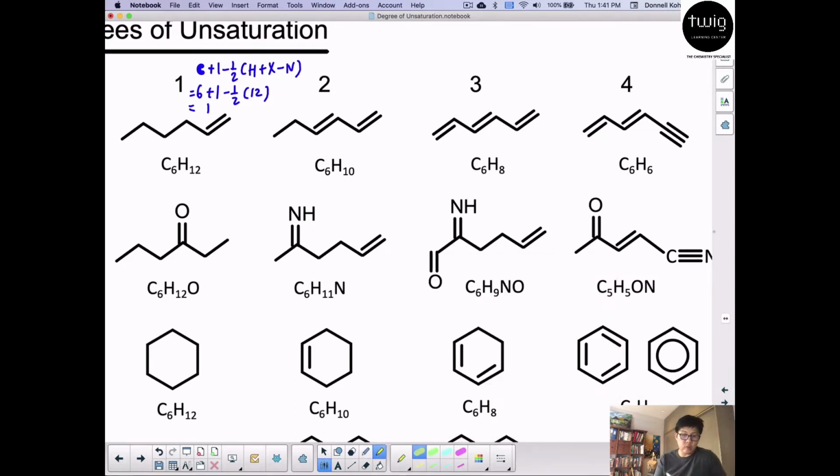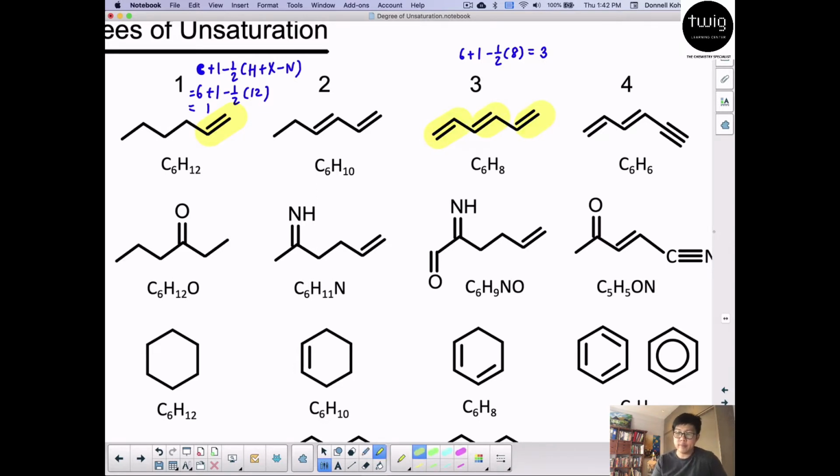So 1 tells you there's 1 double bond over here. Let's try one more. Number of carbon, 6, plus 1, minus half the number of hydrogen, which is 8. This gives you a value of 7 minus 4, that is 3. Can you see that? So you get 3 C=C double bonds. It tells you the number of double bonds.